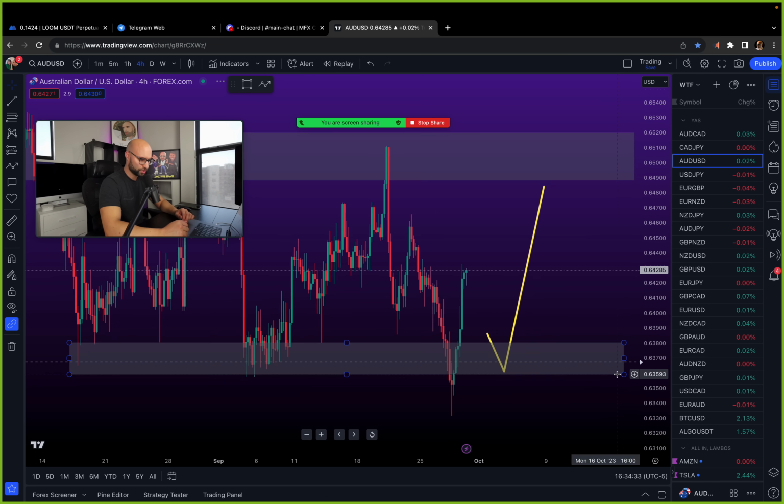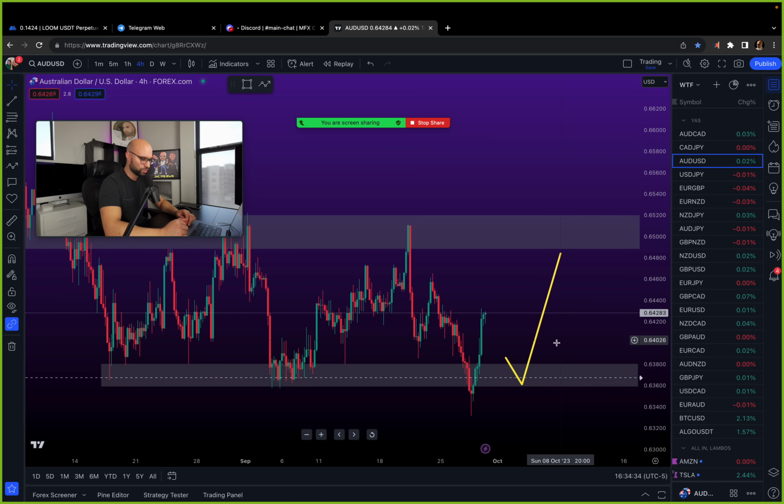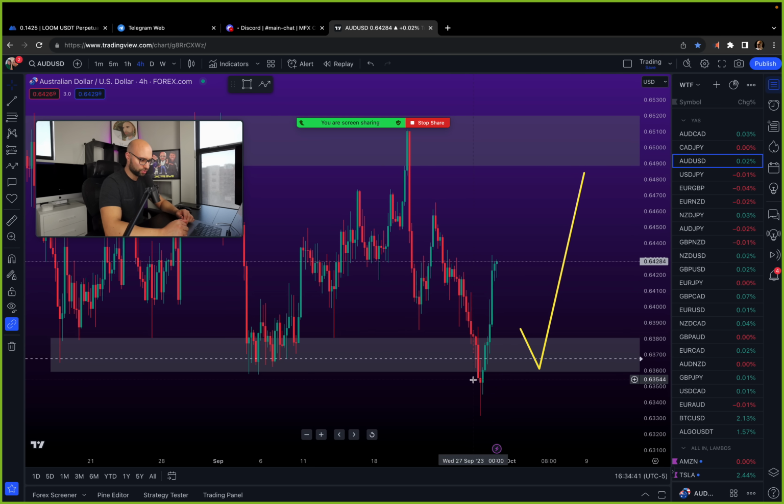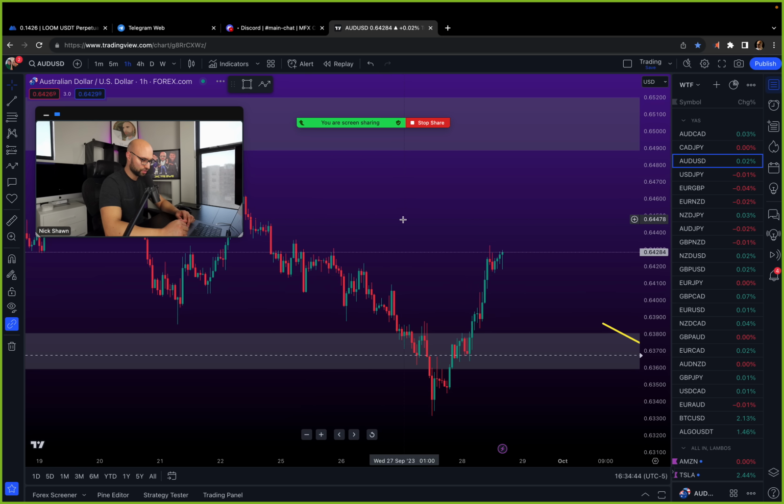Let's click through the charts here. Okay, so this is a setup I'm waiting on right now. This is a support resistance zone. Price came to this support resistance zone yesterday. It broke through it. I actually got into a buy here at the support resistance zone.